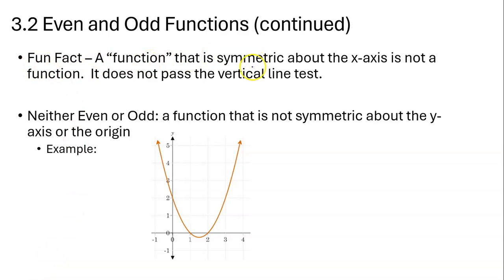Fun fact, a function isn't symmetric about the x-axis, because that would not pass the vertical line test and that would not be a function. So we have even, we have odd, and then we have neither. Neither is a function that's not symmetric about the y-axis or about the origin. So this is an example of a neither function.